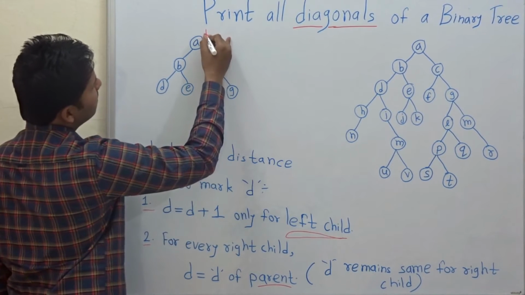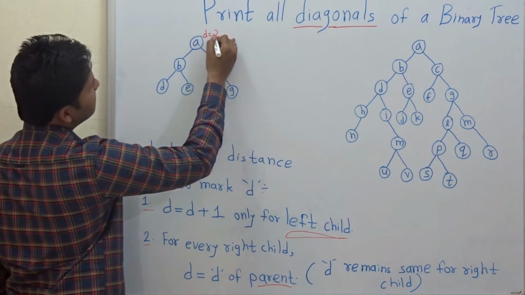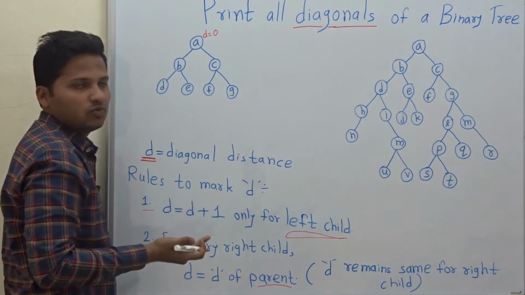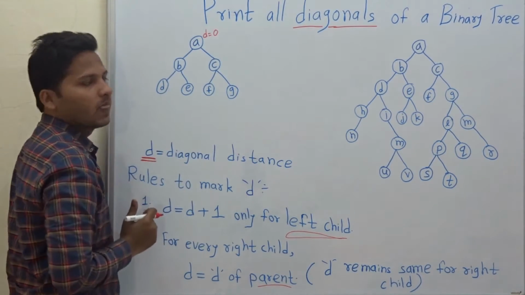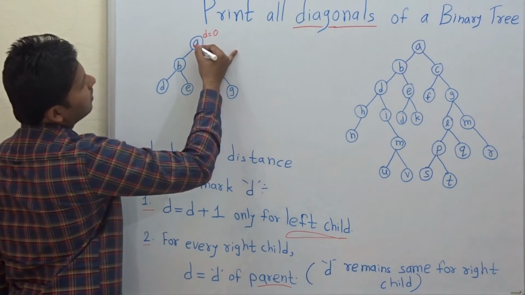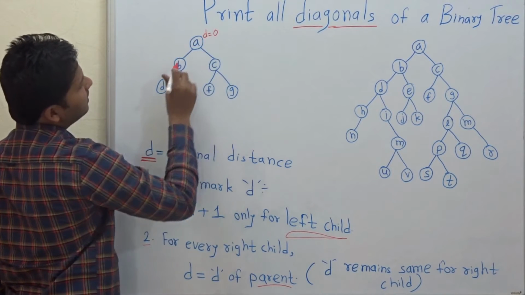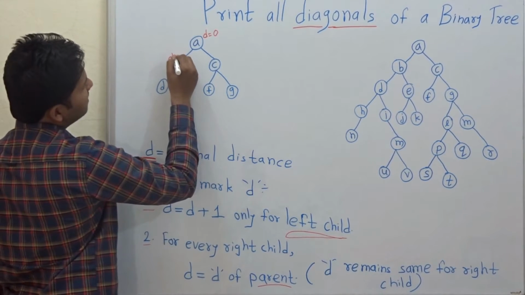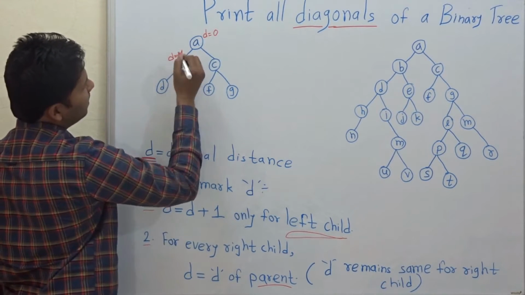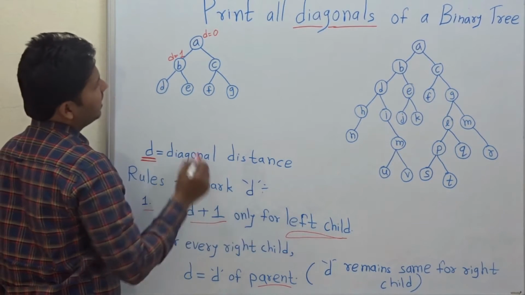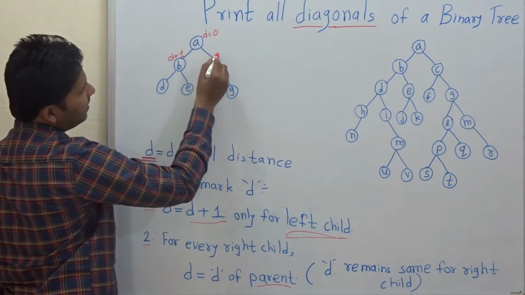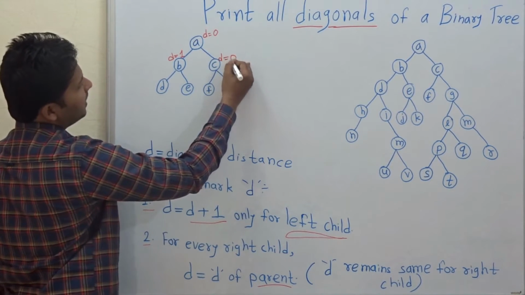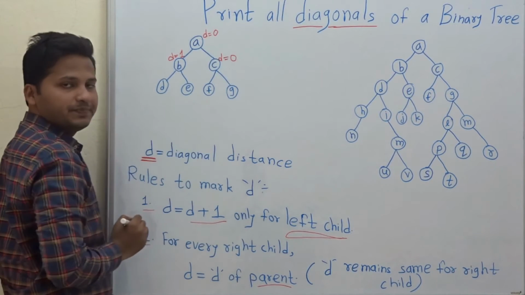So for root, the diagonal distance is 0. This is the base distance, because it is a root, the distance is 0. Now the left child of A is B. So the diagonal distance will increment by 1 because it is the left child. And the right child of A is C. So D will remain the same, that is 0, as the parent.